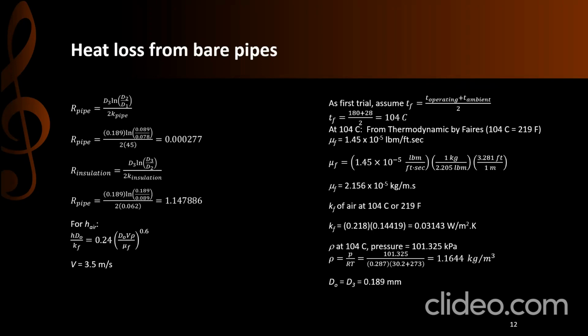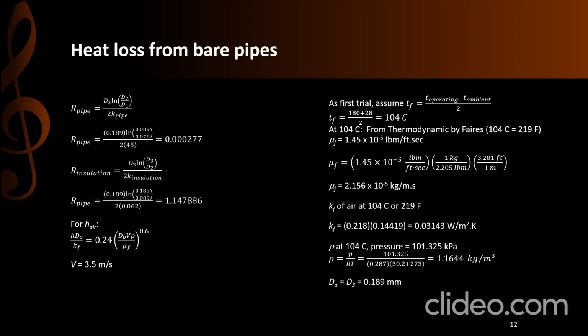Substitute values, meron tayong 0.8189 times ln of 0.189 over 0.089 is 1 divided by 2 divided by 0.062 is 1.147886. So S of R, SDO over K sub F is equal to 0.24 times D sub of B rho over mu F to the 0.6. So velocity of air is 3.5 meters per second.